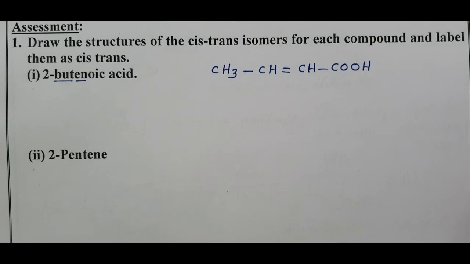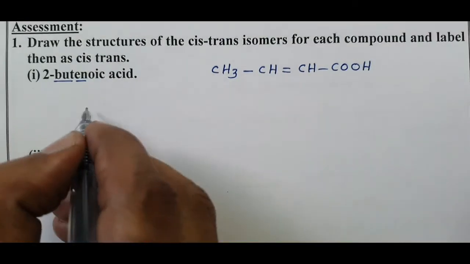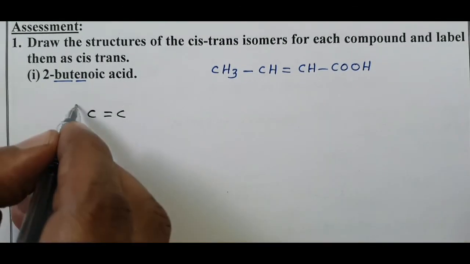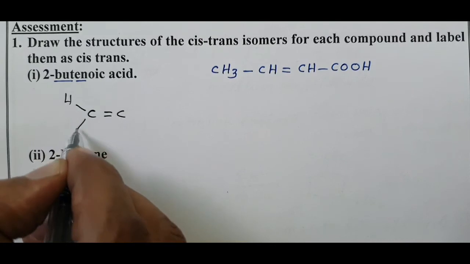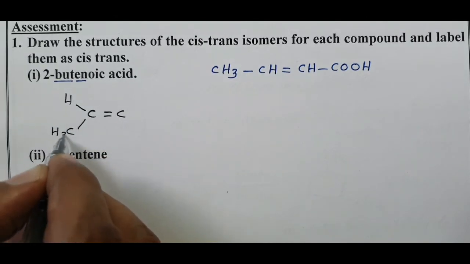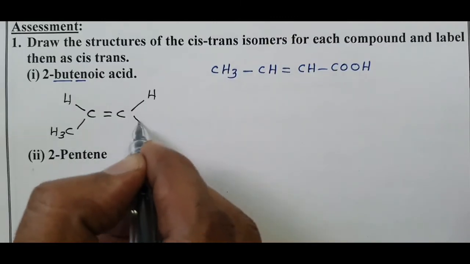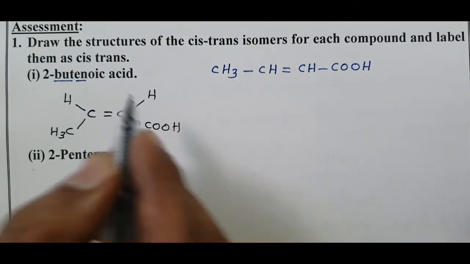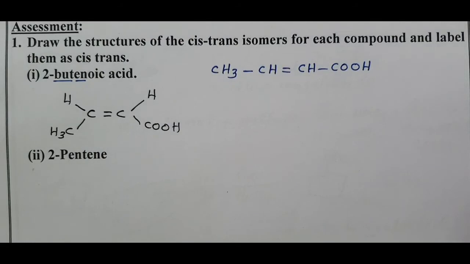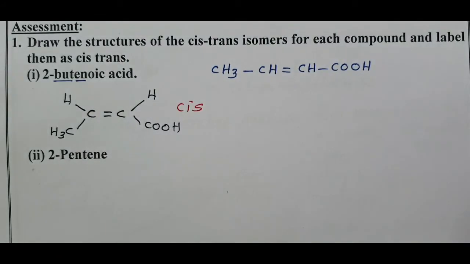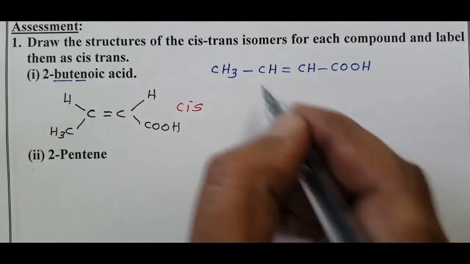Now write the cis and trans isomer. C double bond C. To this carbon atom we have 1 hydrogen and 1 methyl CH3. To this carbon atom we have 1 H and 1 COOH. The 2 hydrogen atoms are on the same side, therefore this compound is called cis 2-butenoic acid. With the same molecular formula, now I write the trans isomer.